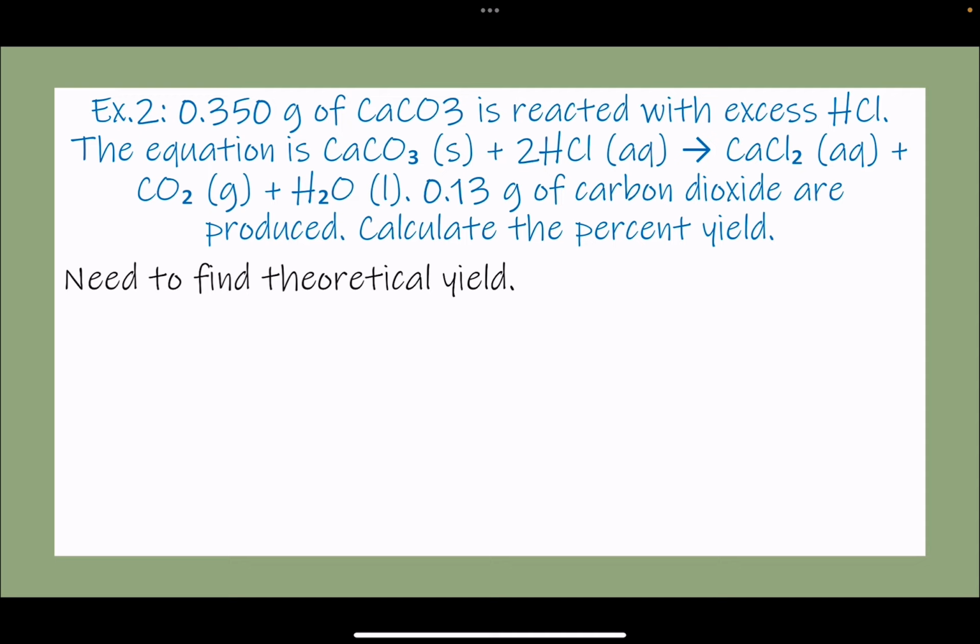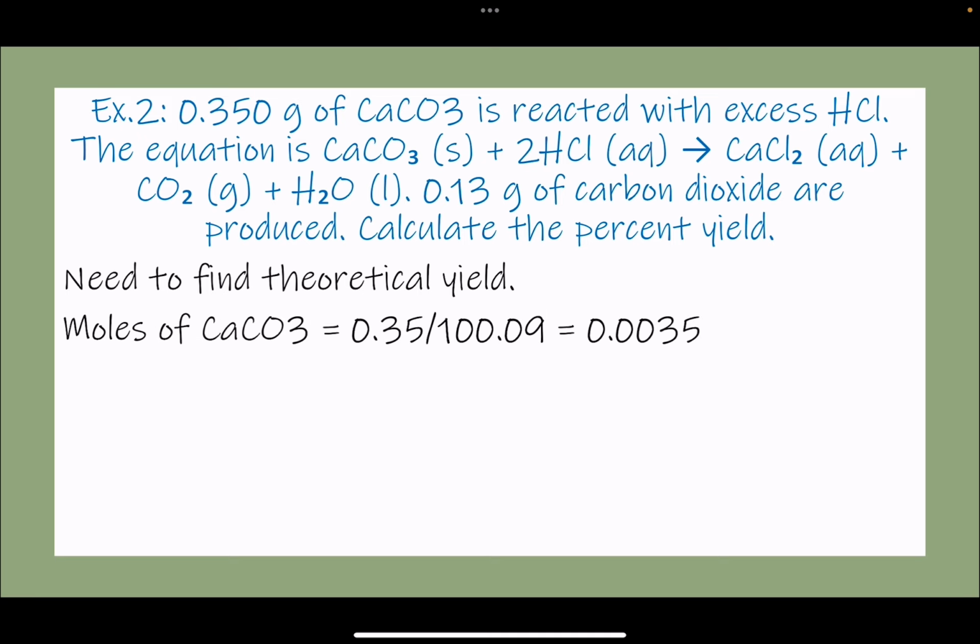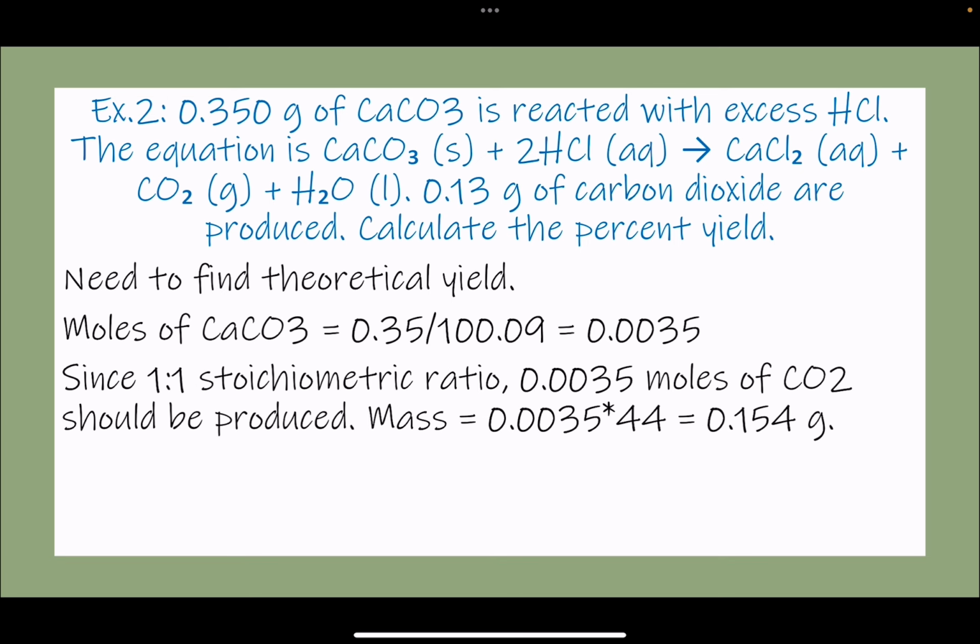We start again with converting 0.35 grams of calcium carbonate to moles. 0.35 grams divided by the molar mass, 100.09 grams per mole, is equal to 0.0035 moles of calcium carbonate. Because there is a 1-to-1 stoichiometric ratio between calcium carbonate and carbon dioxide, we know that 0.0035 moles of carbon dioxide are produced. We multiply that by 44 grams per mole, which is the approximate molar mass of carbon dioxide, to get 0.154 grams of CO2. This is our theoretical yield.